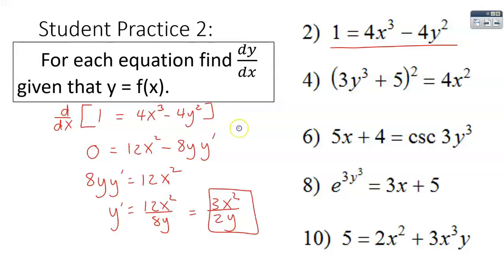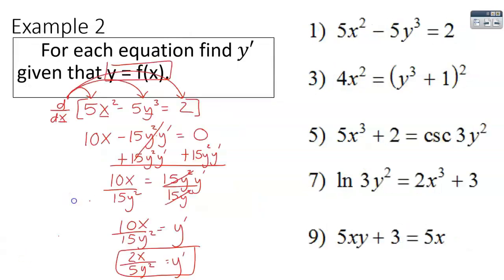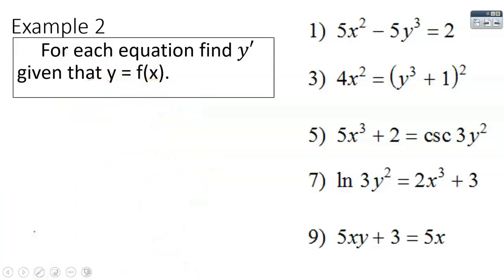Took the derivative, got the y by itself, y prime I should say, and then I simplified it. All right. Let's go back to the last page, and let's go ahead and try another one then. So number 2.